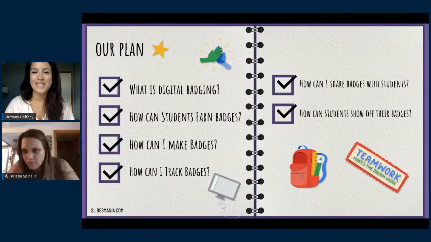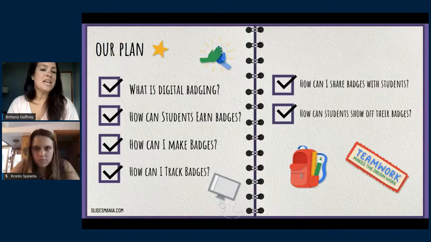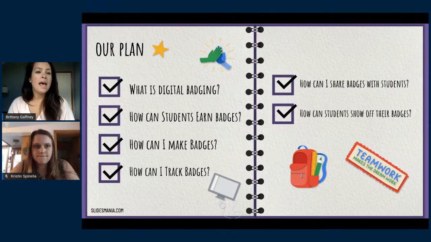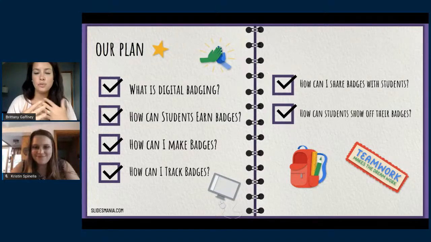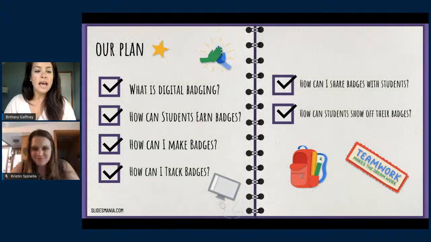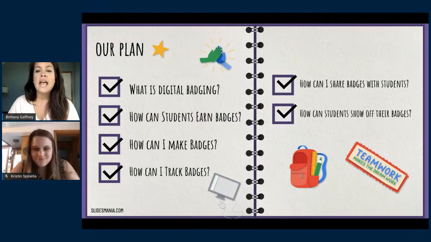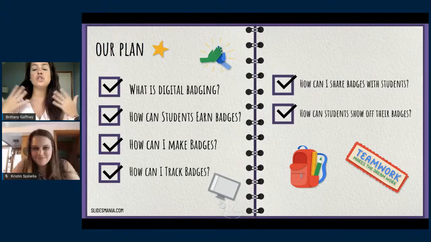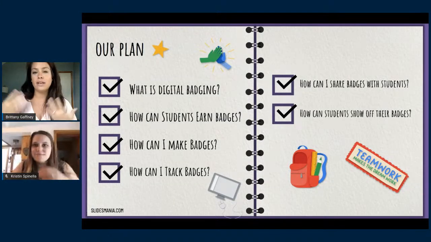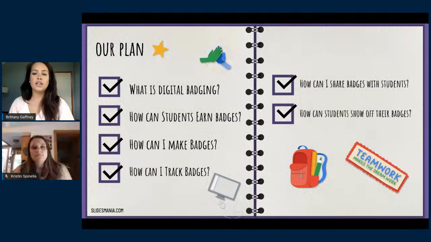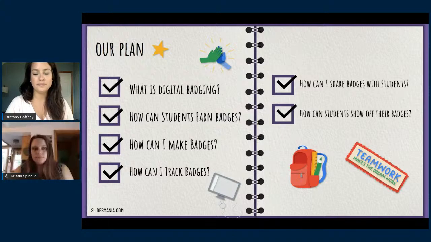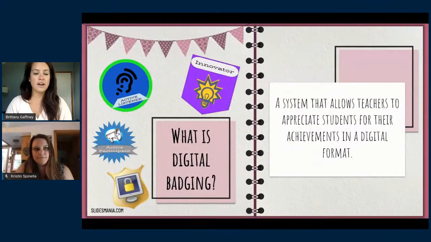So just a few of the topics we'll be covering in this hour. We'll be talking about what is digital badging, how can students earn badges, so what does that look like, what are they for, how can they earn them, how can I as the teacher make badges, so we can add a little bit of creativity to these. How can I track badges? So we're talking about accountability here and knowing students' achievements. And then most importantly, we want to talk about how students can show off their badges and how we can get those badges to the students, right? Because the whole idea is celebrating the students' achievements. So we're going to head it over to Kristen, and she's going to talk about what is digital badging.